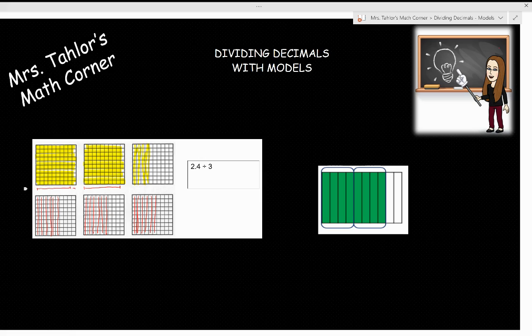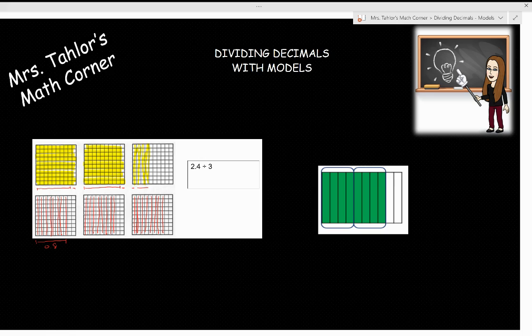I have 1/10 left over from here, 1/10 left over from here, and I can take 1/10 from here. So 1/10, 2/10, 3/10. That leaves me with 3/10 left over of my 2 and 4/10. I can easily redistribute those. 1/10, 2/10, 3/10. And if I count up, how many tenths are in one of these?